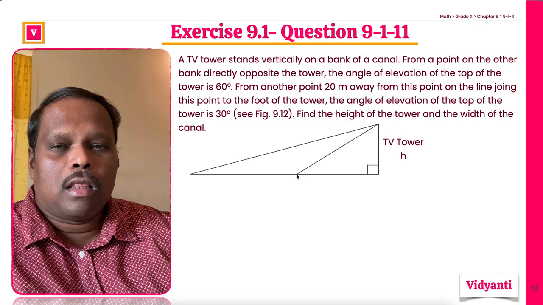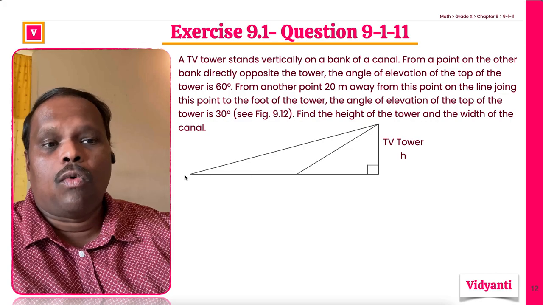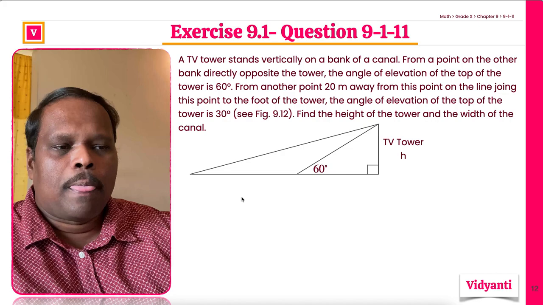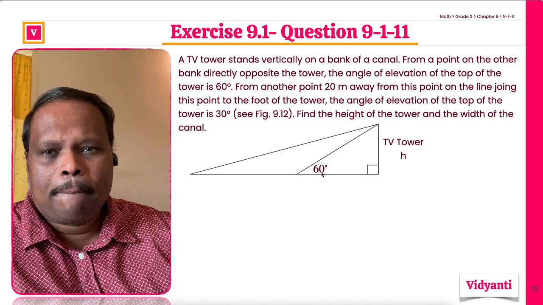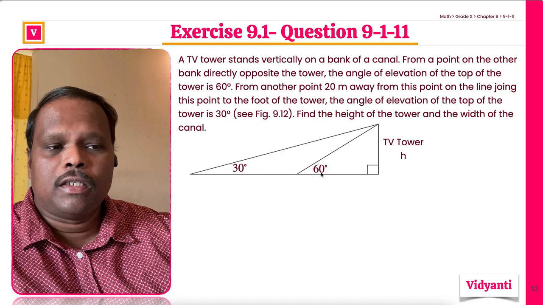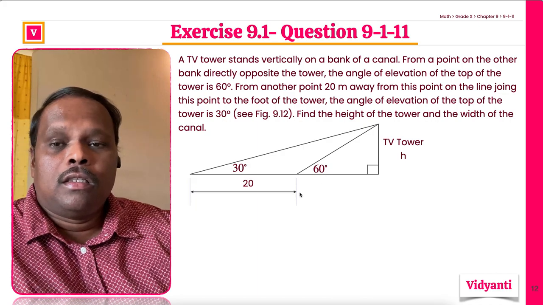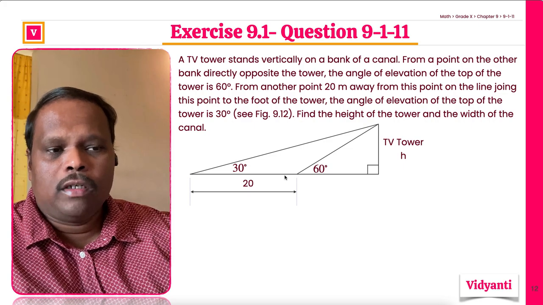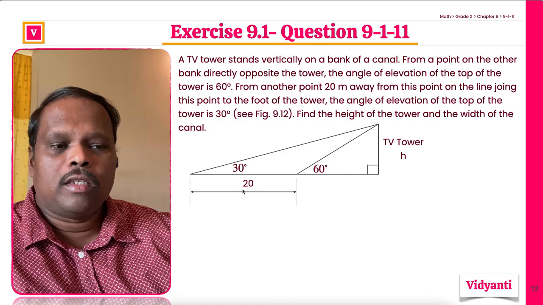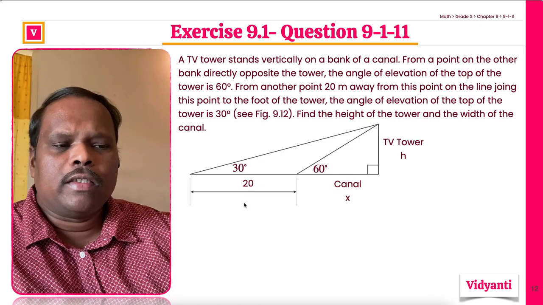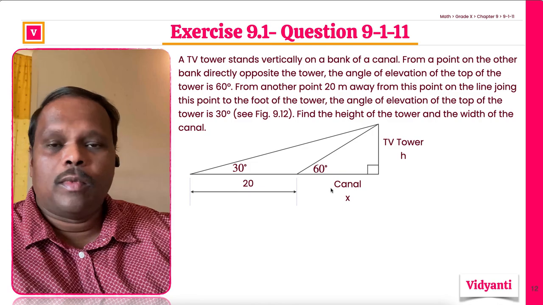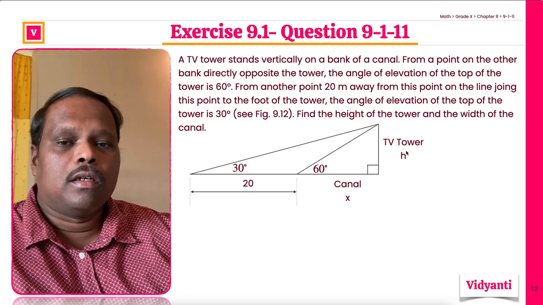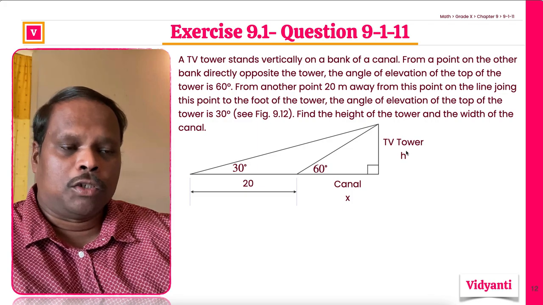And then from that point, the person walks another 20 meters away from the canal. So the two angles of elevation have been given as 60 degrees and 30 degrees. The distance between these two points, the first point and the second point, has been given as 20 meters. So what exactly do we want to know? We want to know the width of the canal. Let's assume that as X, and the height of the TV tower has been asked too. Let's assume that as H.